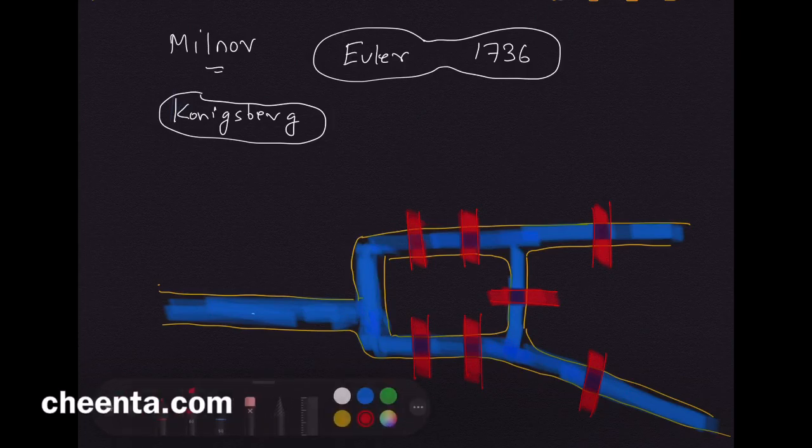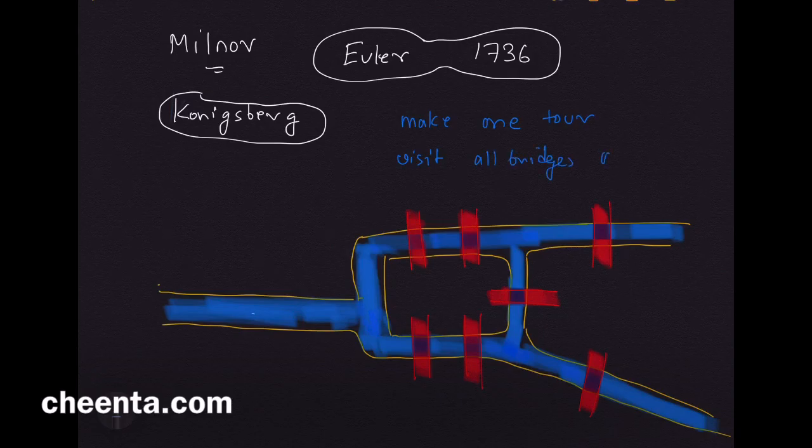Now, Euler was presented with this problem: is it possible for a particular person, so maybe I can draw the person like this, to start at a particular spot, maybe here, or maybe the person is here, who knows. So one can choose a starting position, but whatever starting position the person chooses, is it possible to make one tour and visit all bridges exactly once? So exactly once, that's the key.